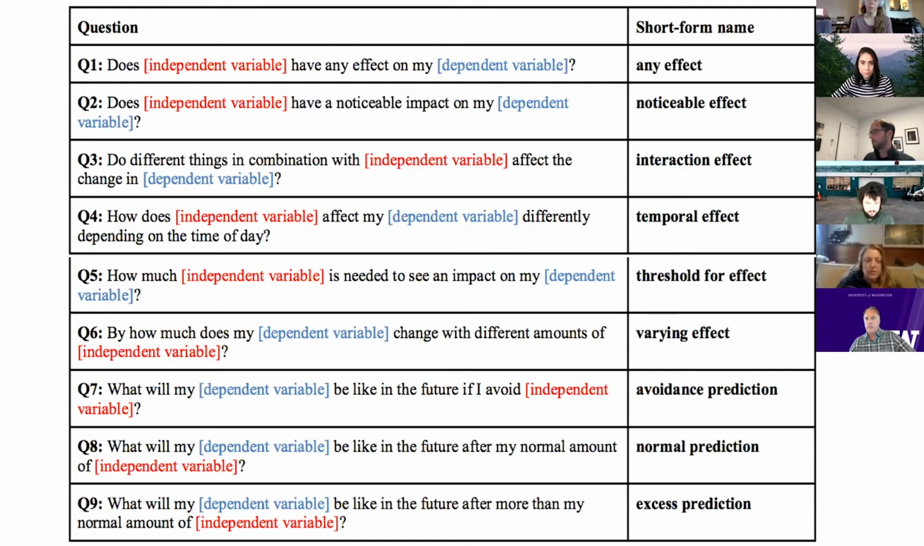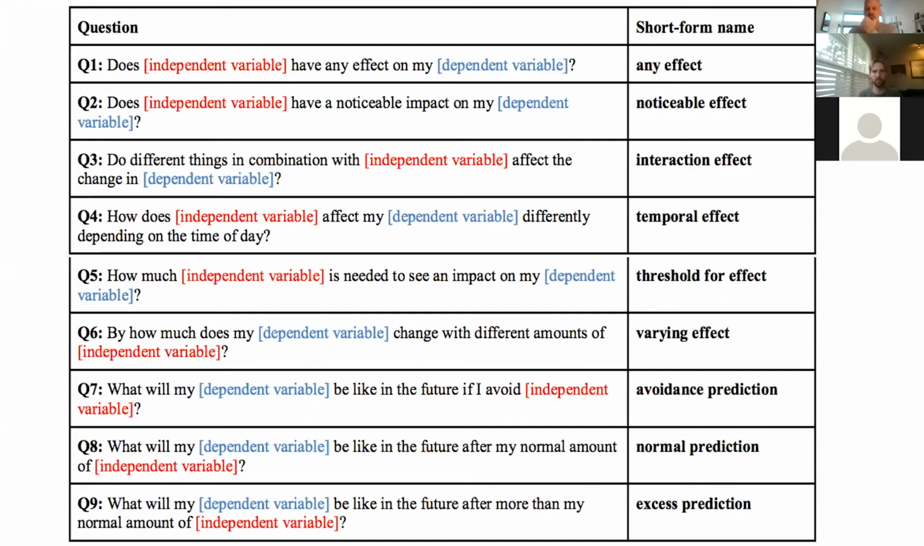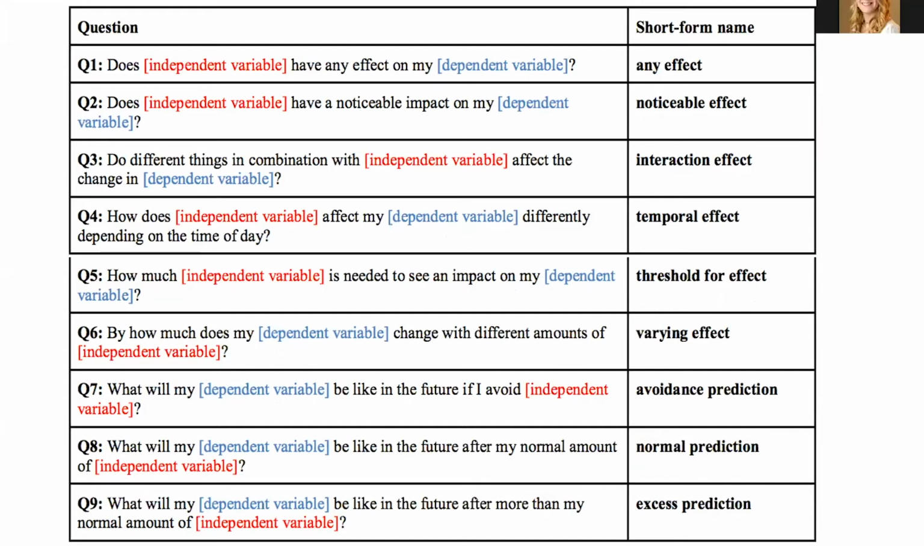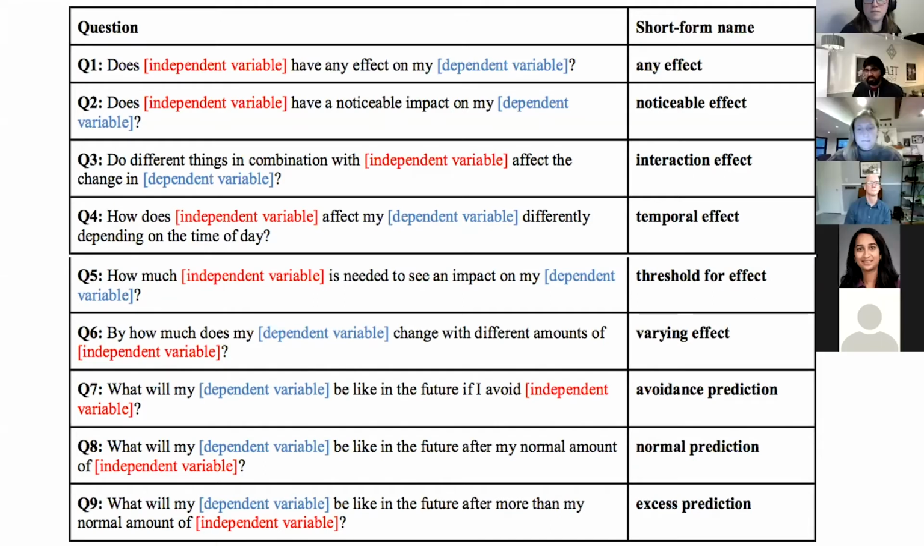This is all based on the qualitative data that we had collected with the IBS population. But we wanted to figure out whether these questions are also broadly applicable outside of the IBS domain, which is why we are listing them as a generic set of relationships between the independent and dependent variable. So the first couple questions are the typical hypothesis testing questions, where Q1 focuses on whether there is any effect at all between the independent and dependent variable, and Q2 narrows it down to something which is more of a noticeable effect.